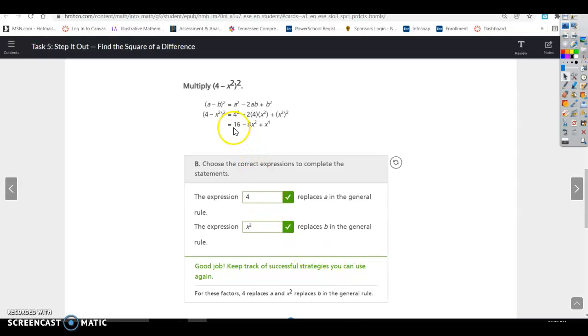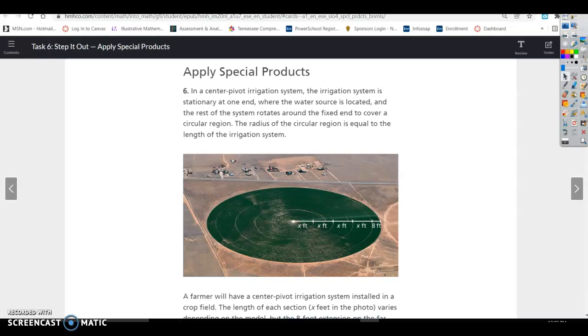All right, if you wanted to write this in standard form, it would be x to the 4th minus 8x squared plus 16, and the degree would be 4 because that's the exponent, and the leading coefficient is a 1. All right, so that's just review from the previous unit, but we don't want to forget that either. All right, so that's all for task 5. If you have any questions, let me know.